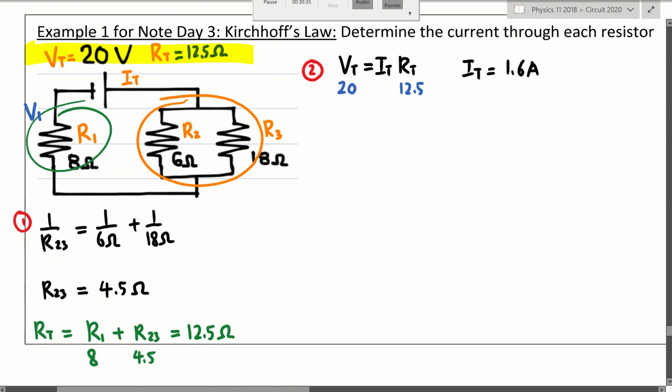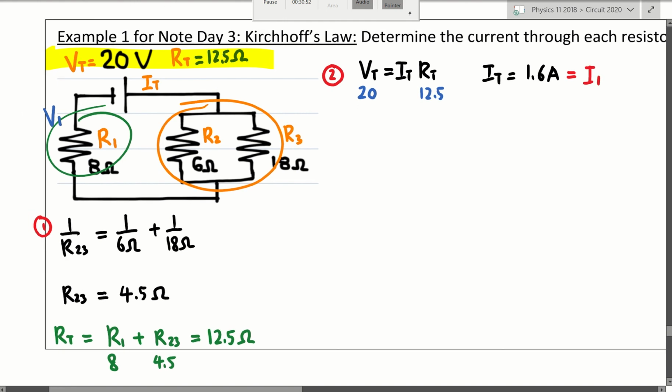Now, I'm going to use this I total to figure out V1, voltage drop number 1. Actually, this number is already I1, so we answered one of the questions already. Why is it I1? Look at this. The current splits up at this junction point into two different branches, but then it joins and combines into I total again. So as it goes through resistor 1, I1 is the same as I total.